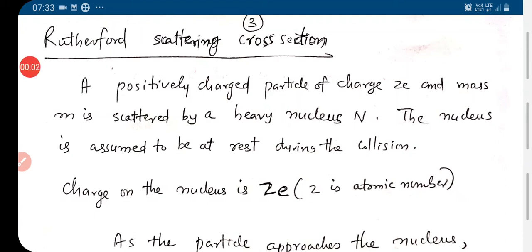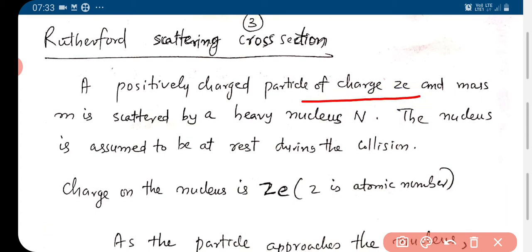Now we consider Rutherford scattering cross-section. We consider Rutherford scattering, and finally we arrive at a formula for scattering cross-section. So here we are considering that a positively charged particle of charge ze and mass m is scattered by a heavy nucleus.